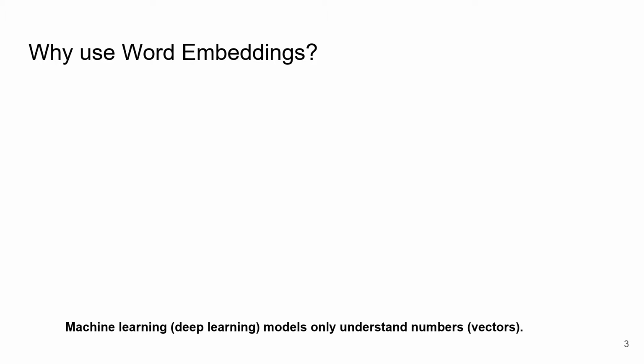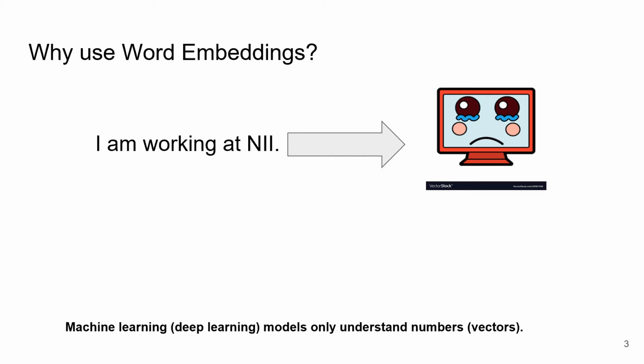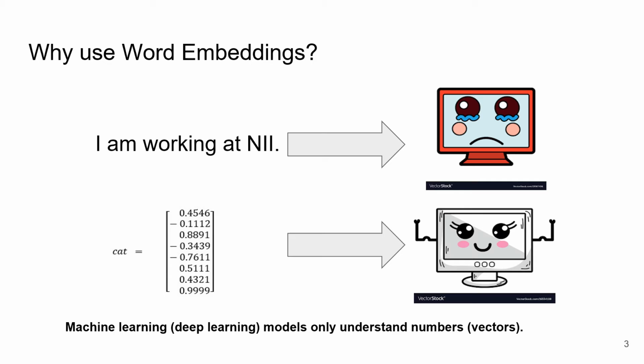Let's discuss why we need to use word embedding. Normally, in any language processing task, we need to make the sentence understandable to the machine. However, the machine cannot understand the language directly. The current machine learning models can only understand numbers or vectors. So we need word embedding to encode the word into a vector.